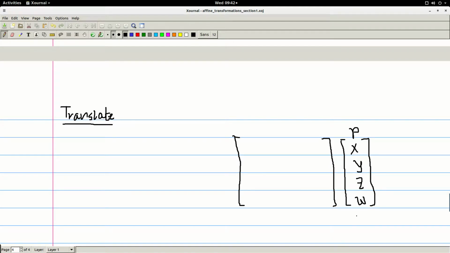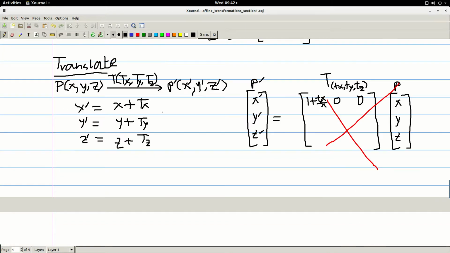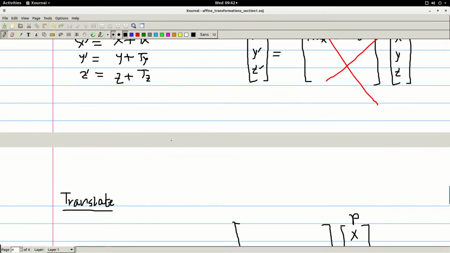So if you have a 4 by 1 matrix over here and you want another 4 by 1 matrix as output, what do you multiply it with? A 4 by 4, right? Okay. So see what we do over here. We want, what was it? x plus tx, right?